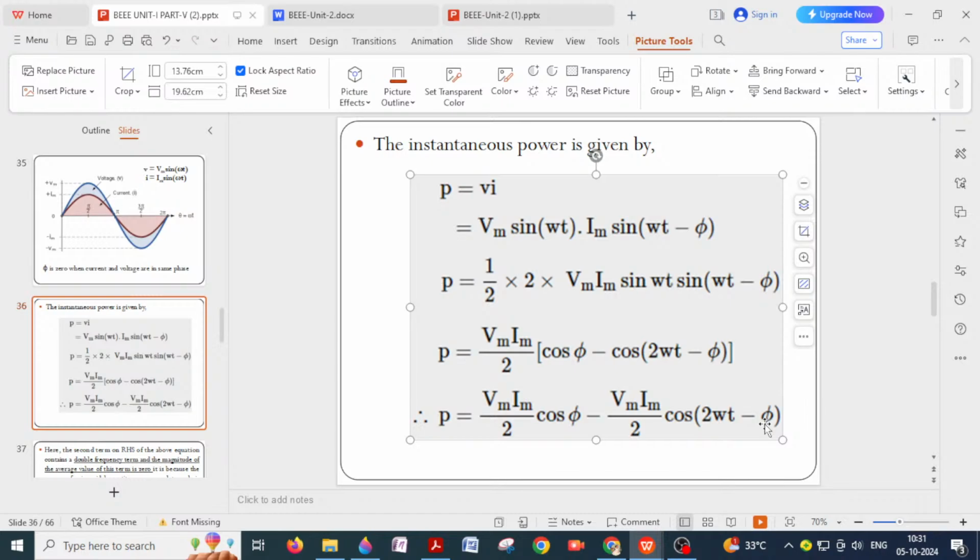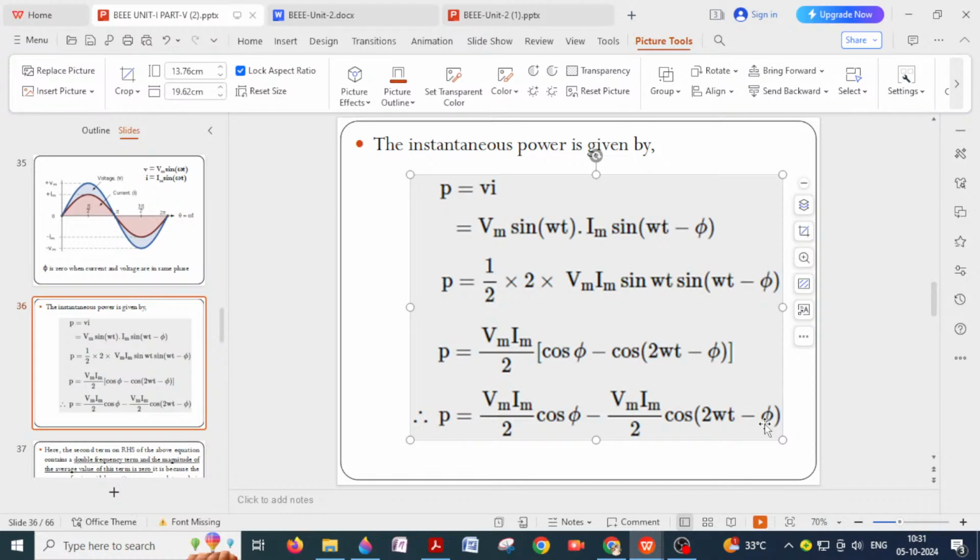Okay, I will continue. So this is it. P equals Vm Im by 2 cos phi minus Vm Im by 2 cos(2 omega t minus phi). If you observe here, P has two parts, first part and second part. In part 1 there is no frequency value, whereas in part 2, if you carefully observe, there is omega.